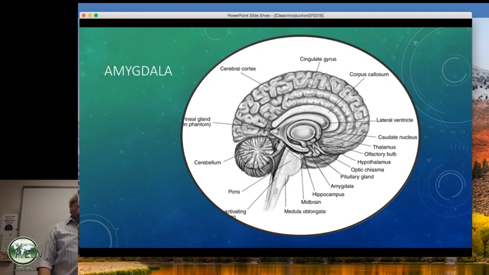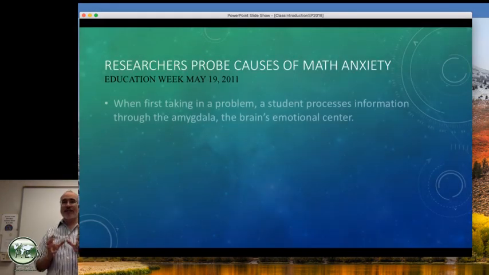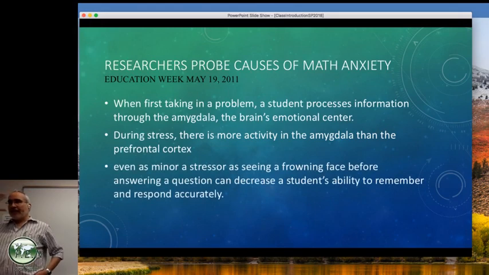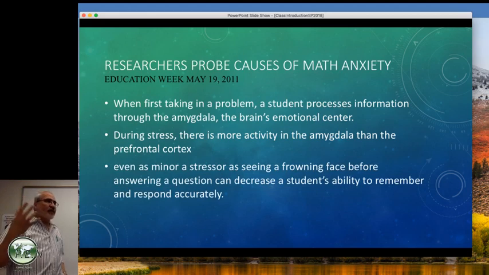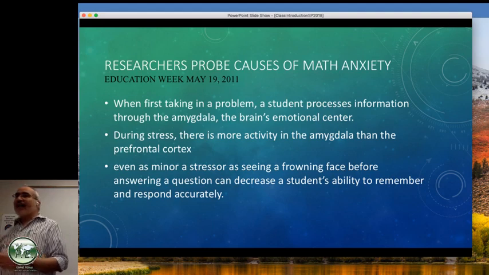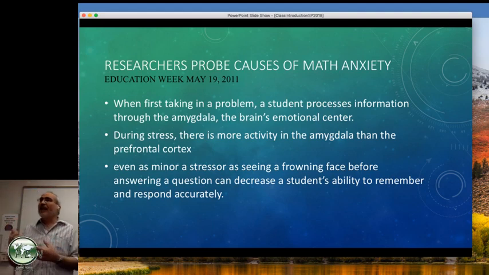It processes... What was that? Information. Emotion. Okay. It's the emotional center of processing. What they found is that it comes in here, so people who struggle with math, people with math anxiety, it's because it's going into the amygdala and that emotion that you're remembering, that day in third grade when the teacher just, you know, embarrassed you in front of everybody and made you go do that math problem. Whatever it was, that's sticking with you and you're not able to do the problem because all this emotion is involved. Or even when the teacher's frowning, now I can't get it right. You see negativity.